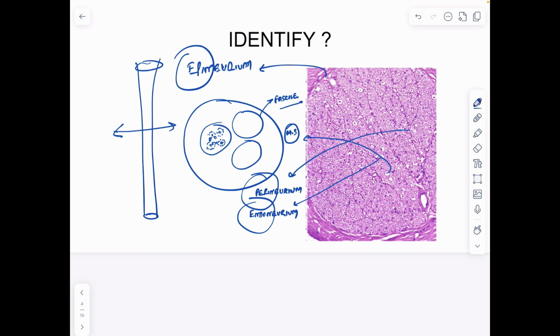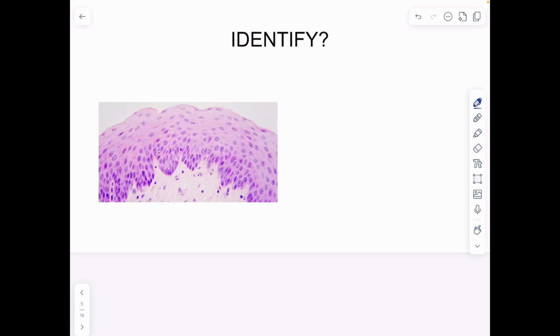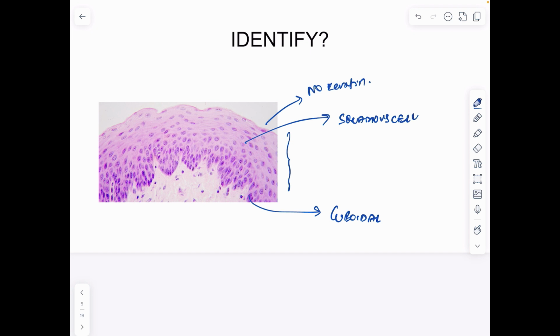Next, what you can see over here are the multiple layers of squamous cells, and there is no keratin, which is unlike skin obviously. And the basal layer contains cuboidal cells, while the superficial layers contain the flattened squamous cells. So here there are cuboidal cells on the basal layer, while the flattened squamous cells are on the upper layer. So the answer for this question is stratified squamous non-keratinized epithelium, and this is a feature of esophageal mucosa, as you already are very well aware of.